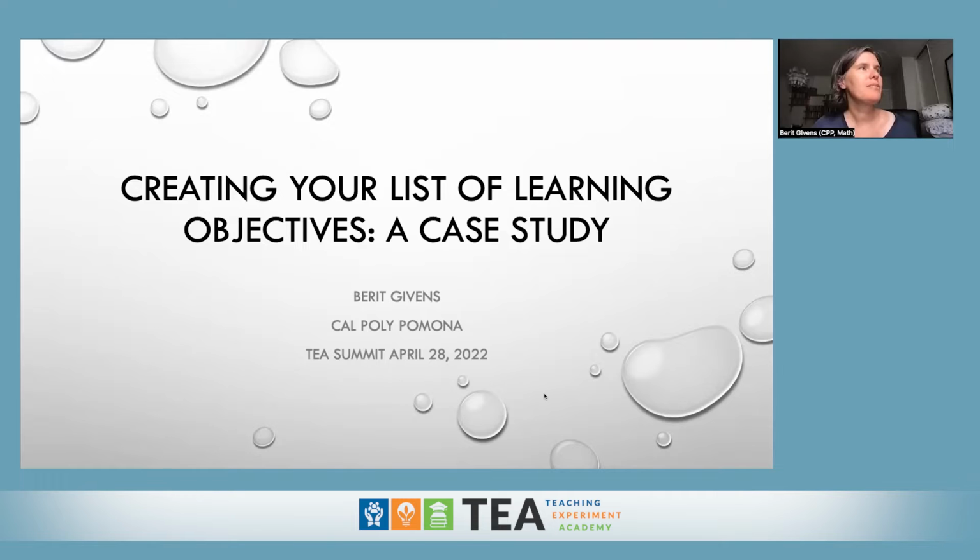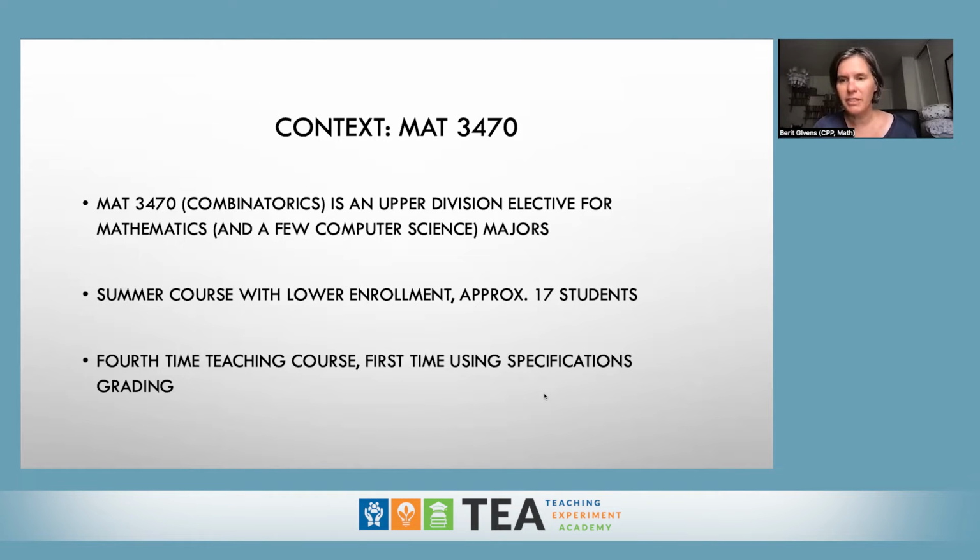So this was Math 3470. It's a combinatorics class, an upper division elective for math majors. We often have computer science majors take it as well. I chose to implement it in the summer because it's lower stakes. There's not that many students, so if things really went off the rails, there was only so bad it could go. And it was my fourth time teaching this course, but my first time trying any kind of specifications grading.